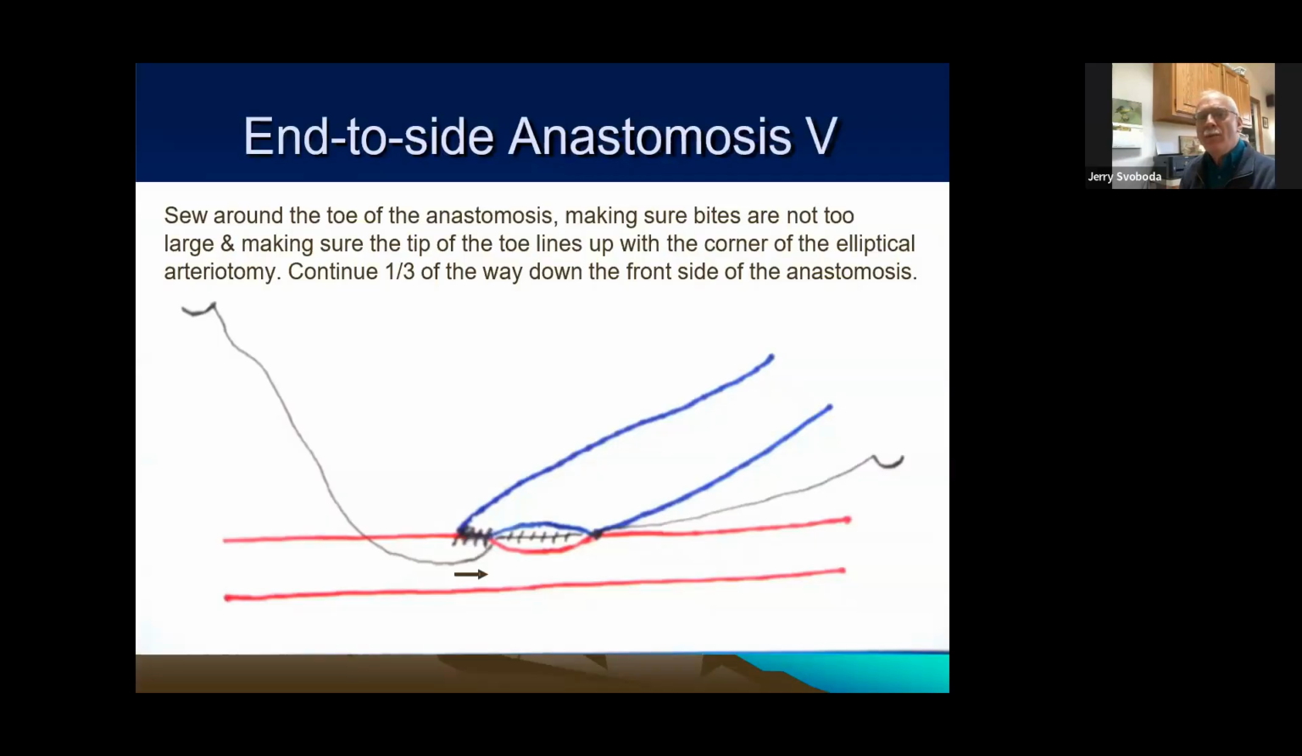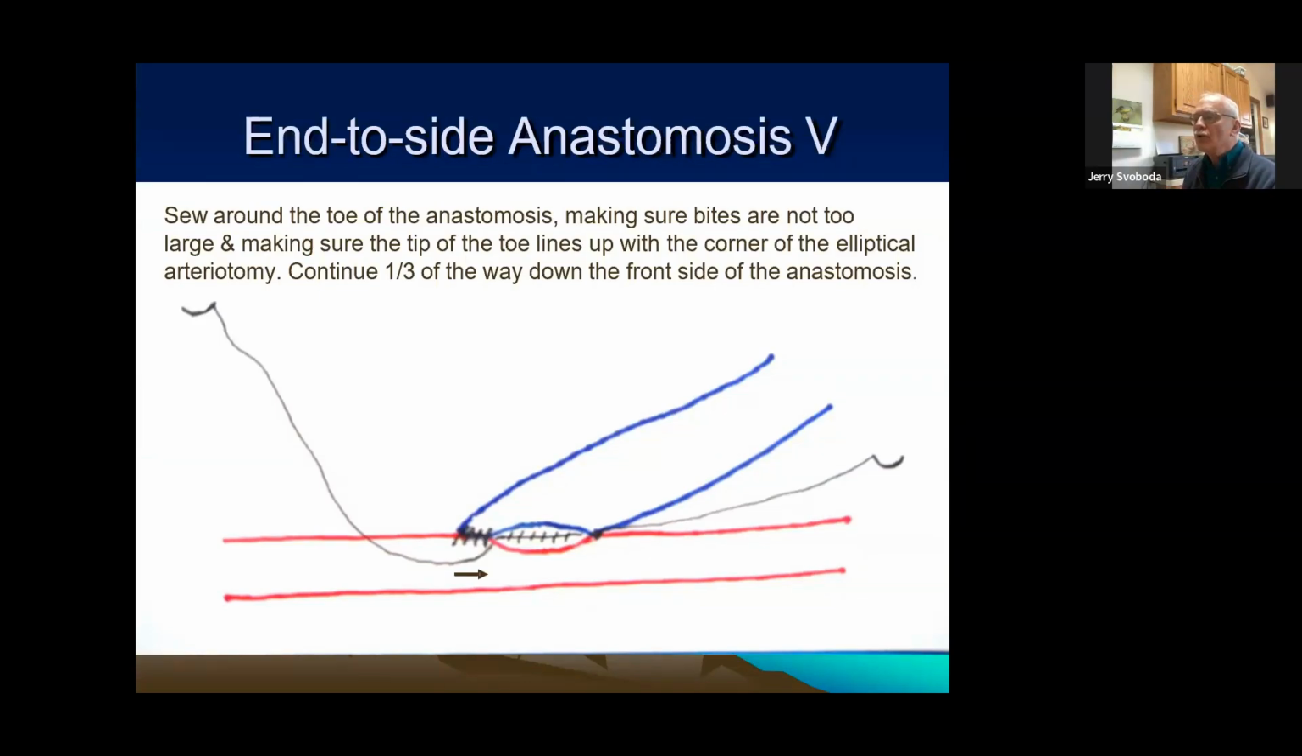Now, we go back to our little picture here. We've come around the toe of the anastomosis. It's very important at the toe of the anastomosis, as you're coming around the turn, not to take bites that are too large. Make sure the tip of the toe of the vein lines up with the corner of the elliptical arteriotomy. It's not rocket science, guys, it's plumbing.